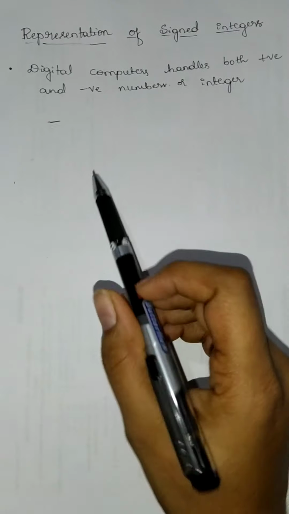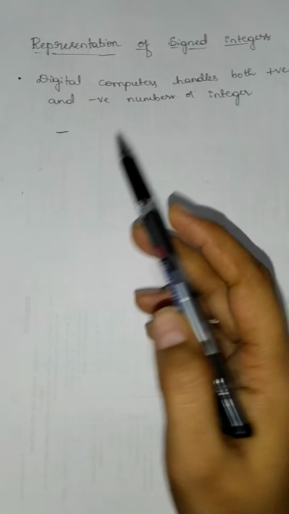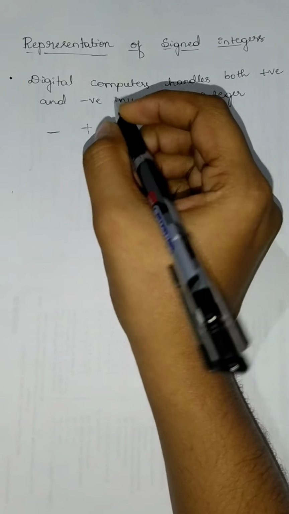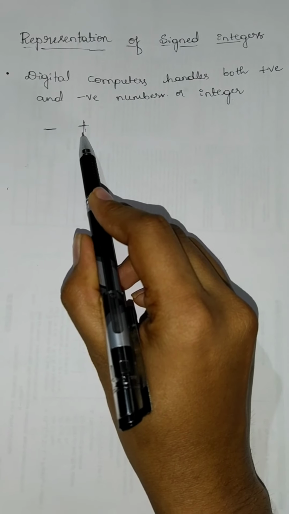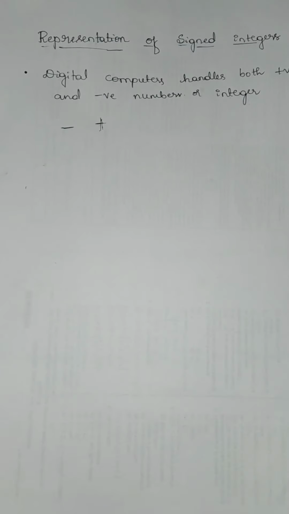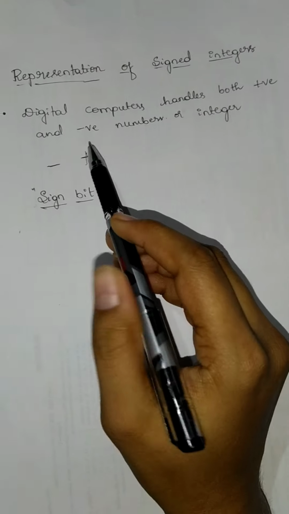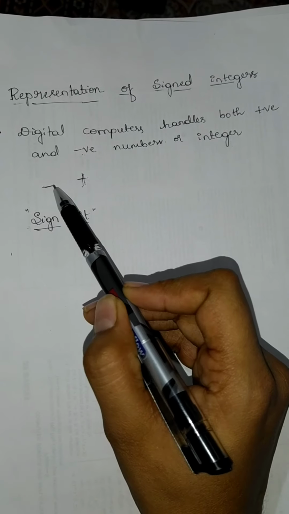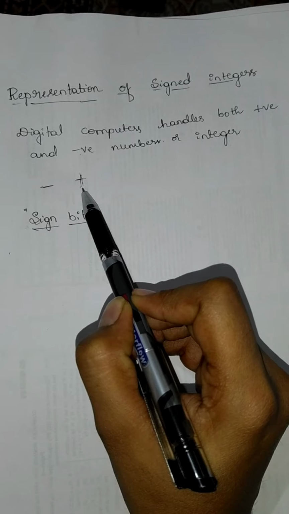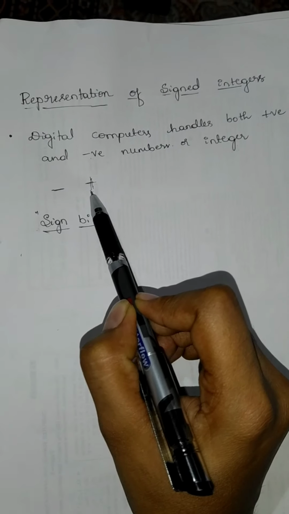But we cannot use the sign. That means we cannot use the negative symbol to represent negative numbers or the positive symbol to represent positive numbers. So this can be done by adding a leftmost bit to the number, that is known as the sign bit. So computers handle both positive and negative numbers, but we cannot use these signs to represent them.